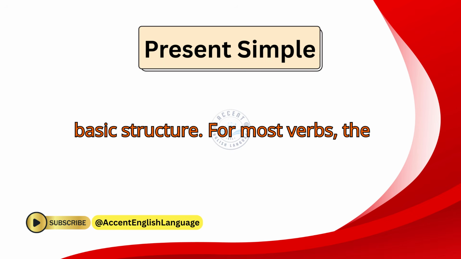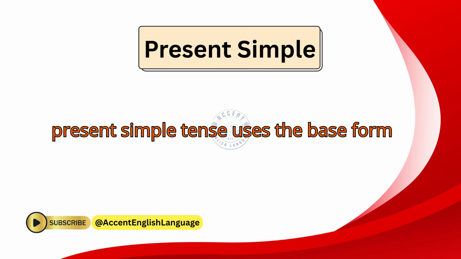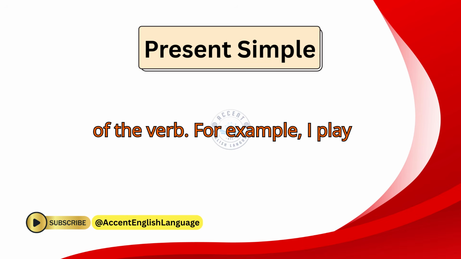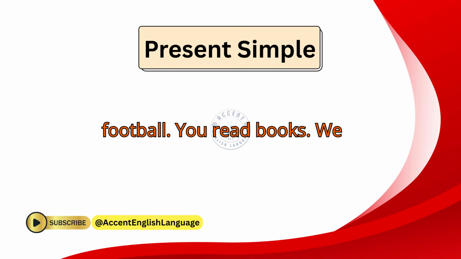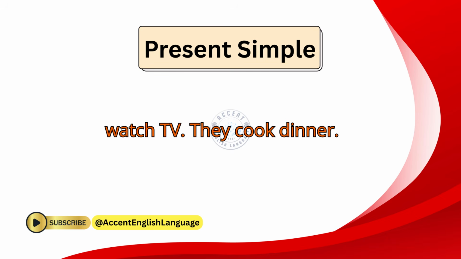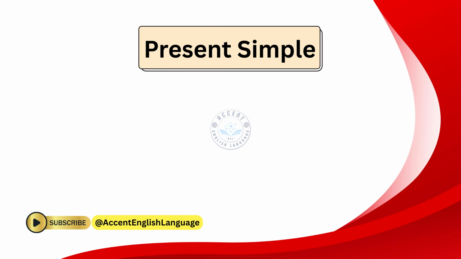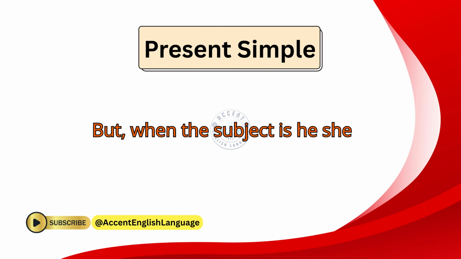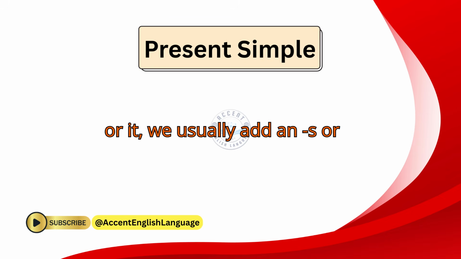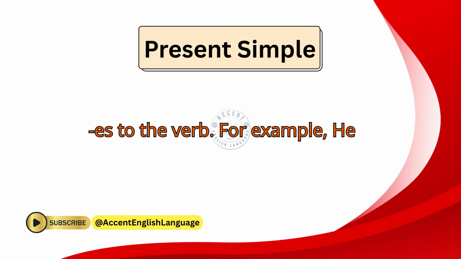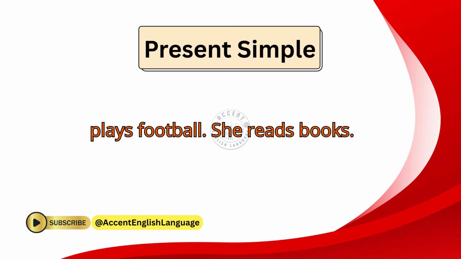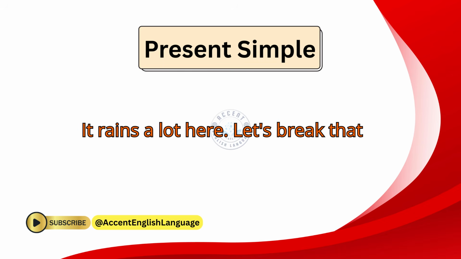Let's look at the basic structure. For most verbs, the present simple tense uses the base form of the verb. For example, I play football. You read books. We watch TV. They cook dinner. But when the subject is he, she, or it, we usually add an s or es to the verb. For example, he plays football. She reads books. It rains a lot here.